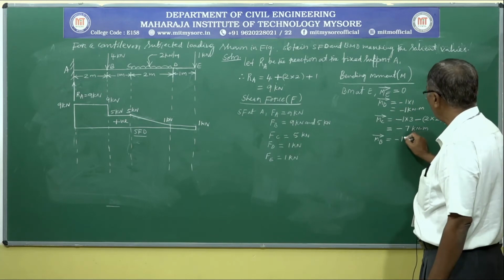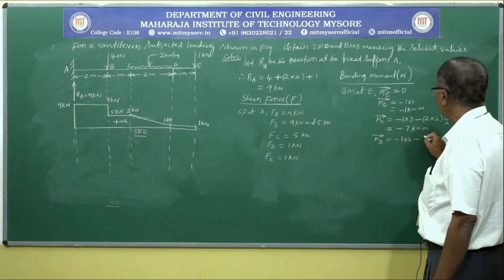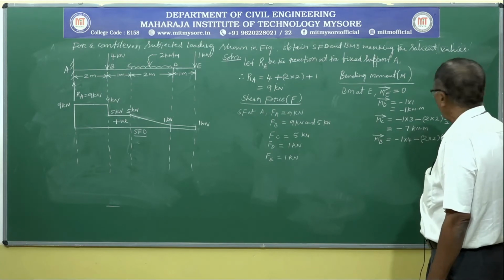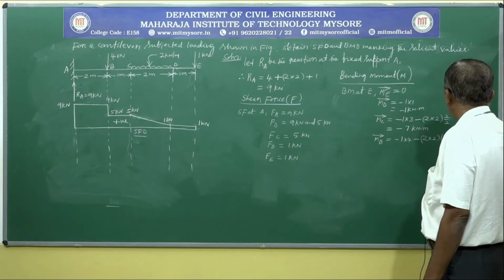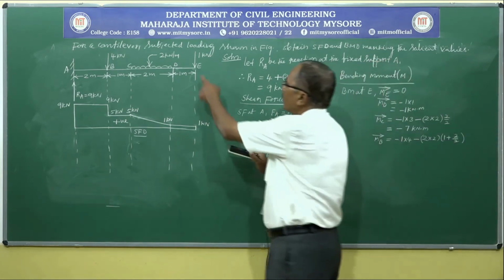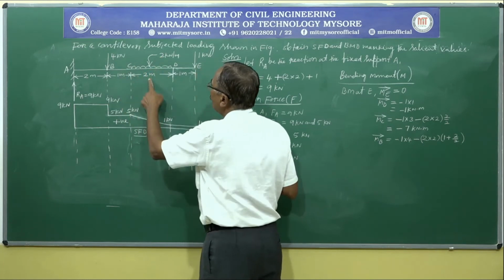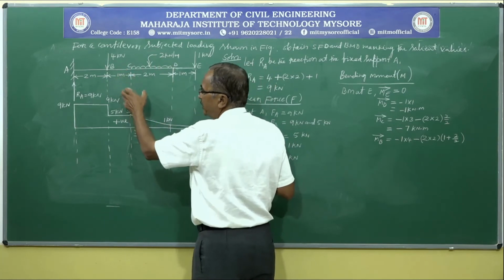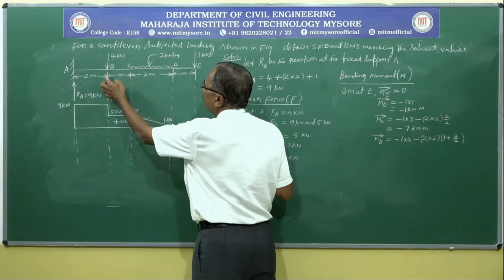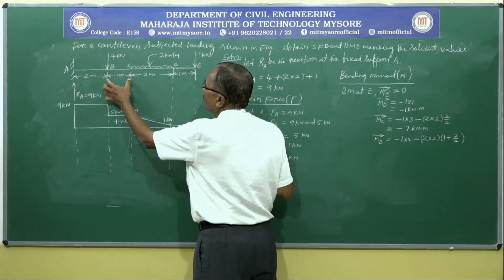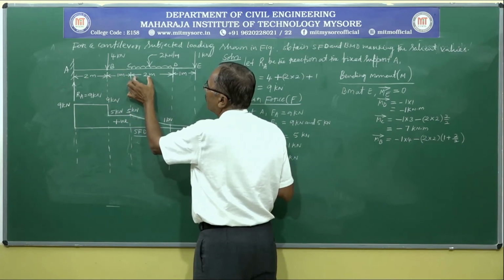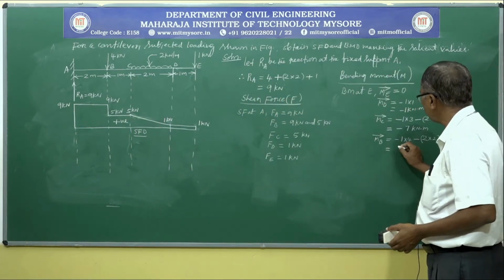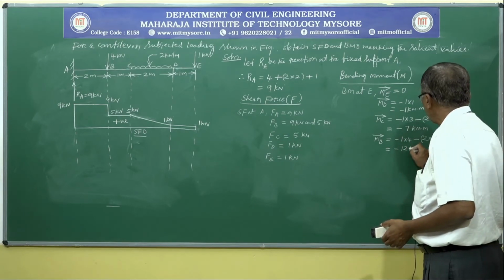Minus 1 into 4, minus 2 into 2 into (1 plus 2 by 2). 1 into 4, and 2 into 2 is the UDL, the point load multiplied by the distance. 1 plus 2 by 2 means you are measuring from here, to avoid confusion: 1 this, plus 2 by 2 this value, the center. So 1 plus 2 by 2, that is equal to minus 12 kilonewton meter.